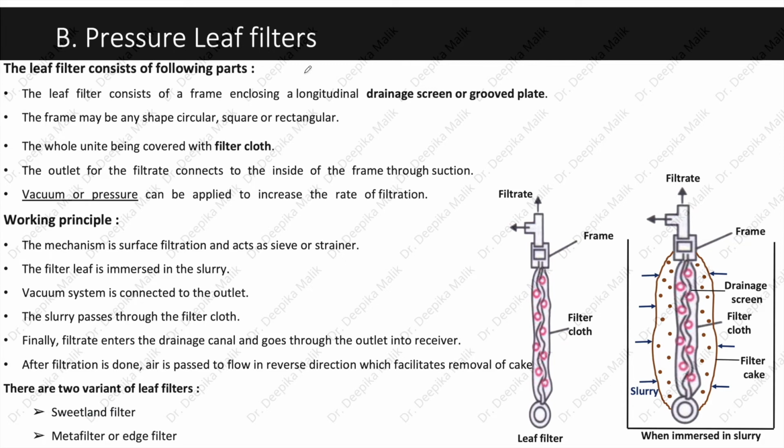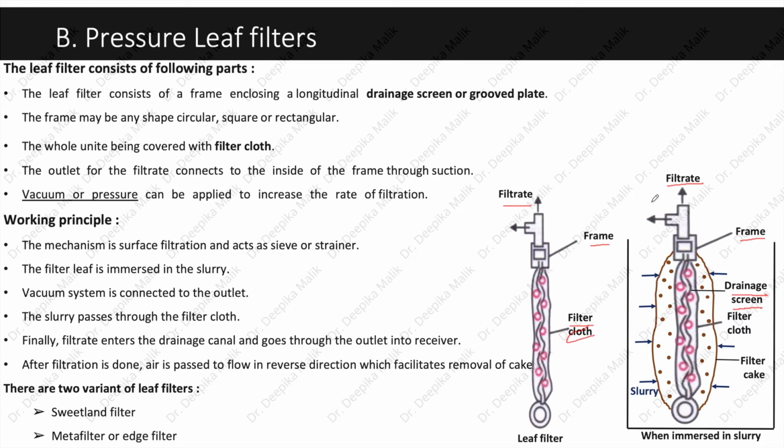Let's see the diagram first to understand the parts of this filter. The leaf filter consists of a frame enclosing a longitudinal drainage screen or grooved plate. The frame may be of any shape: circular, square or rectangular. The whole unit is covered with a filter cloth. The outlet of the filtrate connects to the inside of the frame through suction. Vacuum or pressure can be applied to increase the rate of filtration.